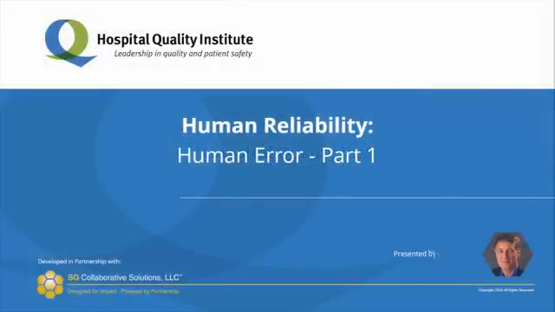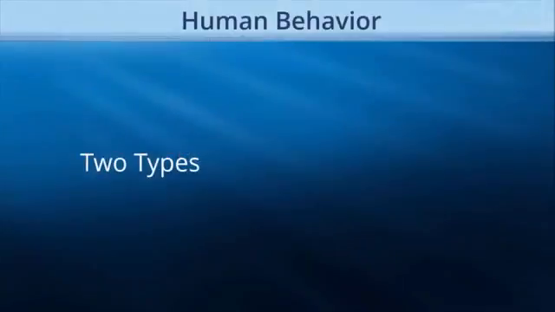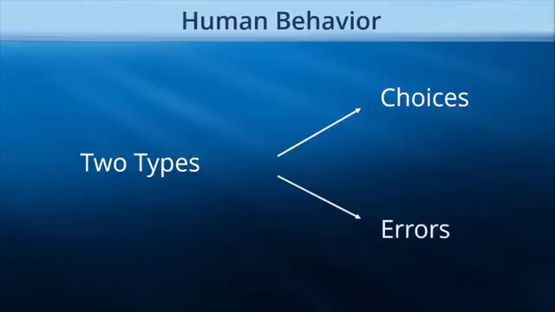As we begin our discussion on human reliability, the first behavior we'll examine is human error. There are two types of human behaviors that we'll be examining throughout this section. The first will be choices that we make, and we'll hold that discussion off for subsequent learning modules. In this learning module, we're going to focus in on the term error and how that applies to human beings.